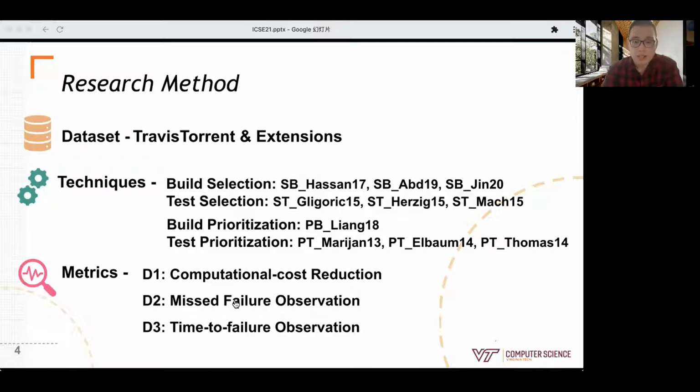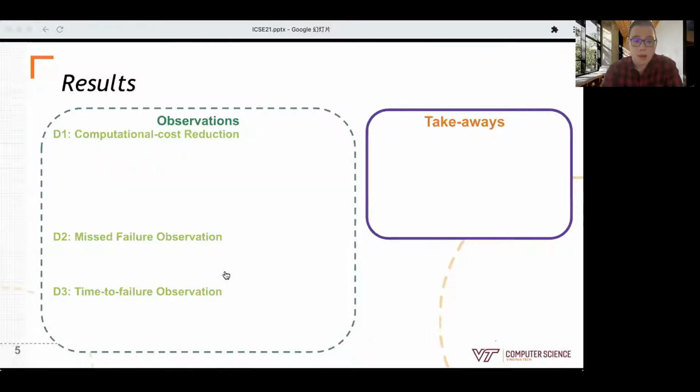Besides, since prioritization techniques can advance failure observation and selection approaches may delay it, we also studied the dimension of time to failure observation to understand how failure observations get changed after applying these techniques. For example, in this dimension, we measure the positions shifted for failing tests within a build as the number of tests between every failing test's original observation position and its new position in one build. We have multiple interesting findings and observations in terms of these three dimensions. Due to the time limitation, I'm going to skip the graphs and jump straight to the main findings of this paper.